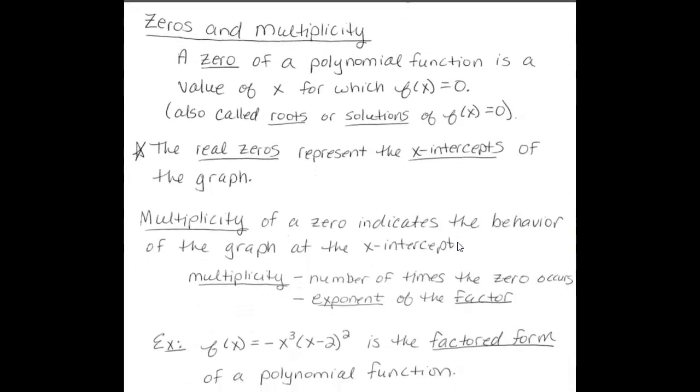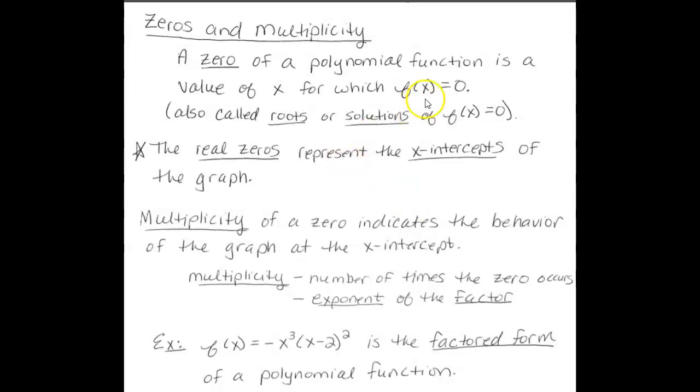All right, zeros and multiplicity is the next step, how to know what happens in between the ends. So a zero of a polynomial means a value of x for which f of x is equal to 0. Zeros are also sometimes called roots or solutions to the equation f of x equals 0. So a zero or a root or a solution, all those words mean the same thing.